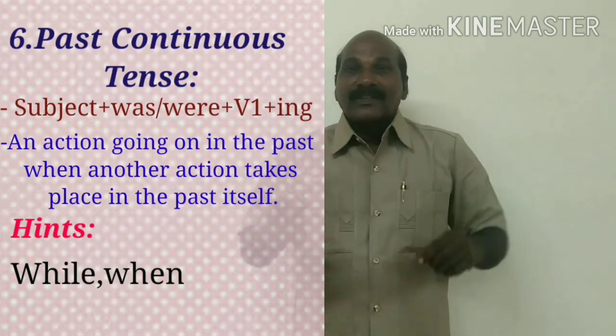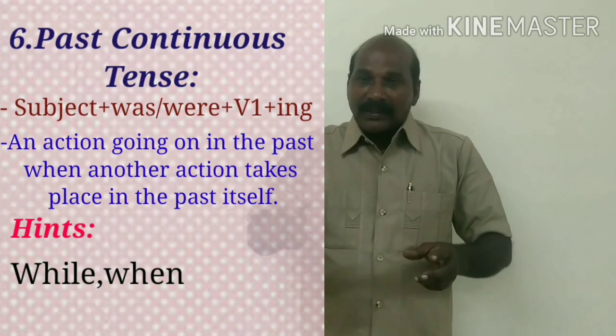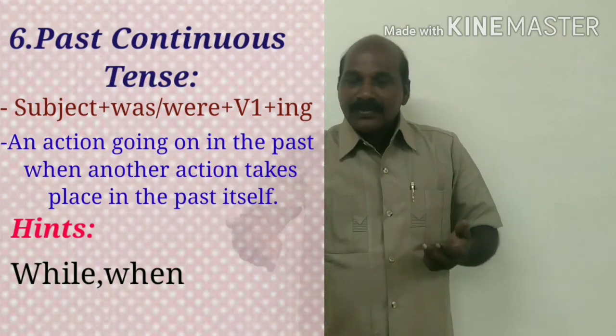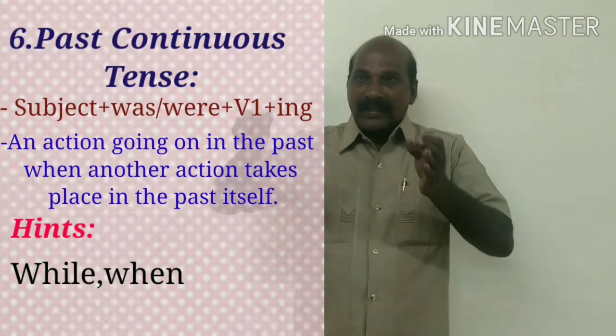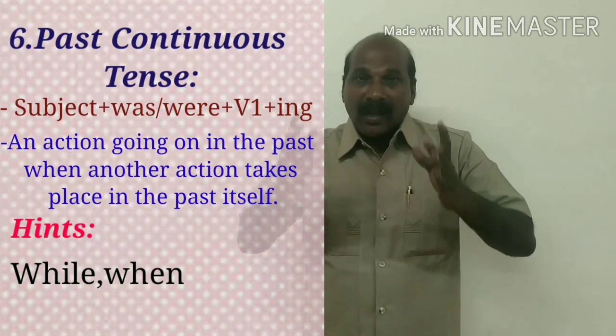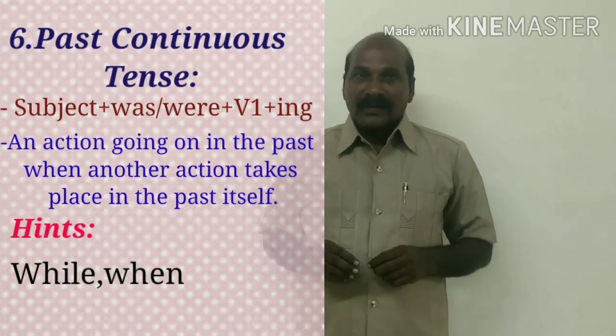While the woman was cooking, her sari caught fire. While the girl was drawing water from the well, she slipped into it. While the children were playing in the ground, their PD arrived. These are some of the examples for past continuous tense.